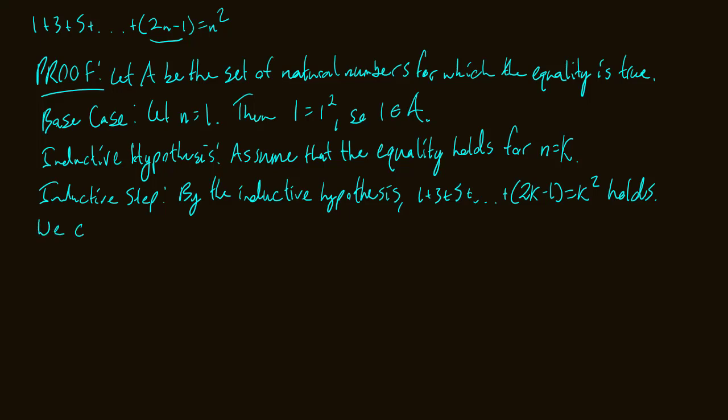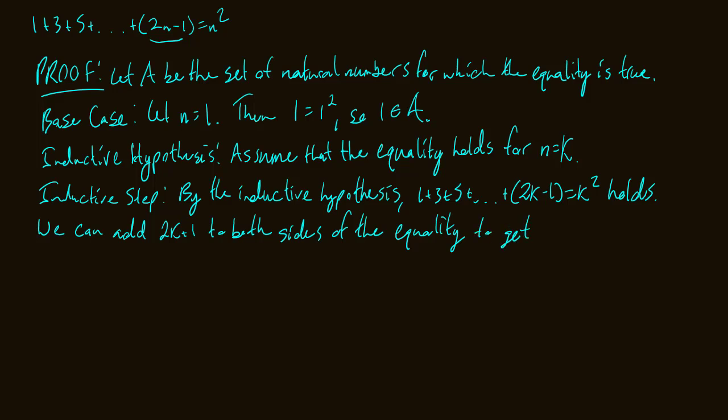We can add, here's what we could do. We can add 2k plus 1 to both sides of the equality, balancing the equation, to get, let's write on the next line, 1 plus 3 plus 5 plus ... plus 2k minus 1 plus 2k plus 1, write that in parentheses, is equal to k squared plus 2k plus 1, right?